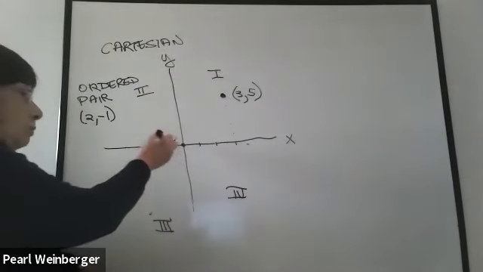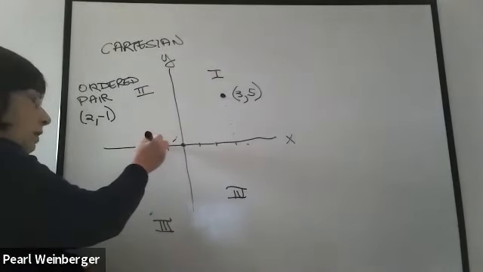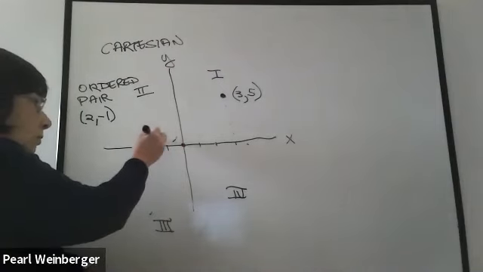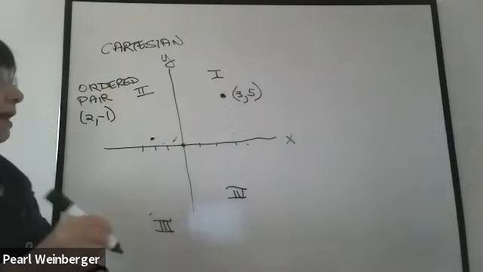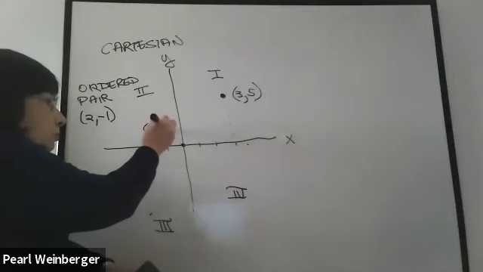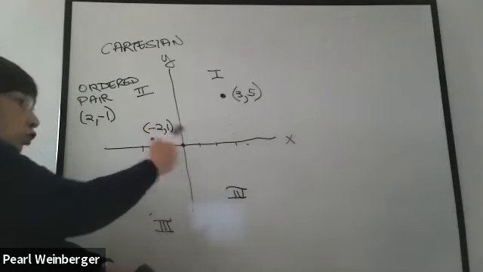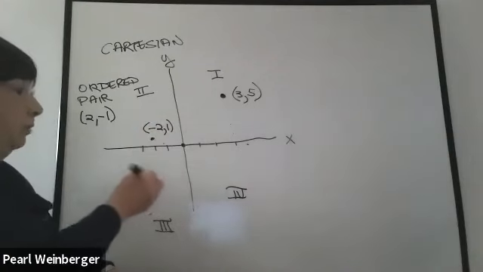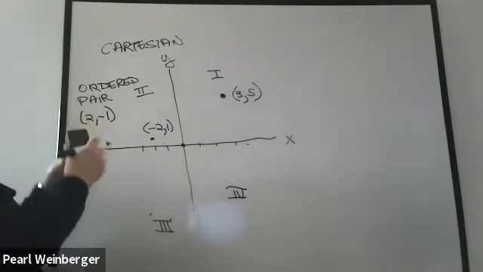Okay, let's go to this point. What if I went over here and I went over here? What would that point be? -2 and 1. Right, that would be the point -2, comma 1, because we're going 2 to the left and 1 up.